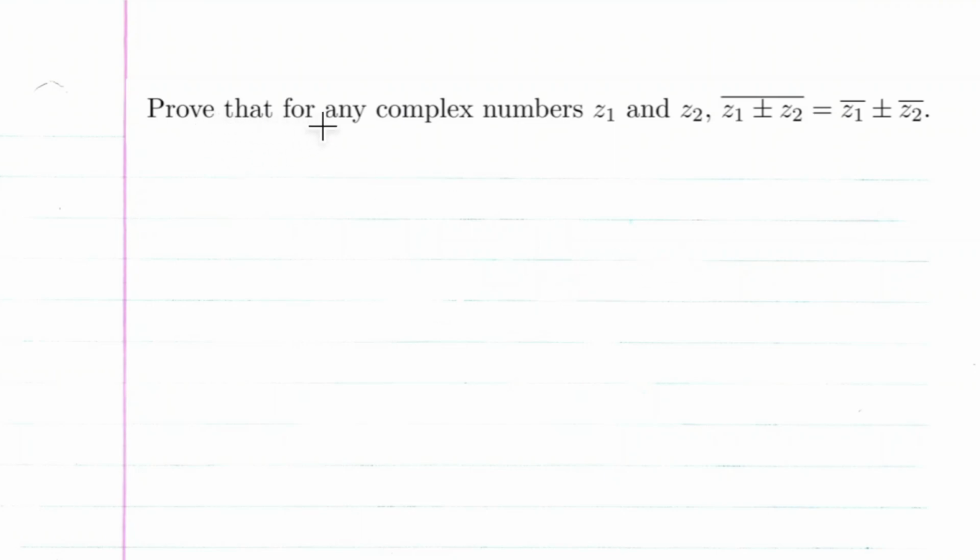Okay, so we're going to prove that for any complex numbers z1 and z2, the conjugate of z1 plus or minus z2 is equal to the conjugate of z1 plus or minus the conjugate of z2. So let's go ahead and start this proof.